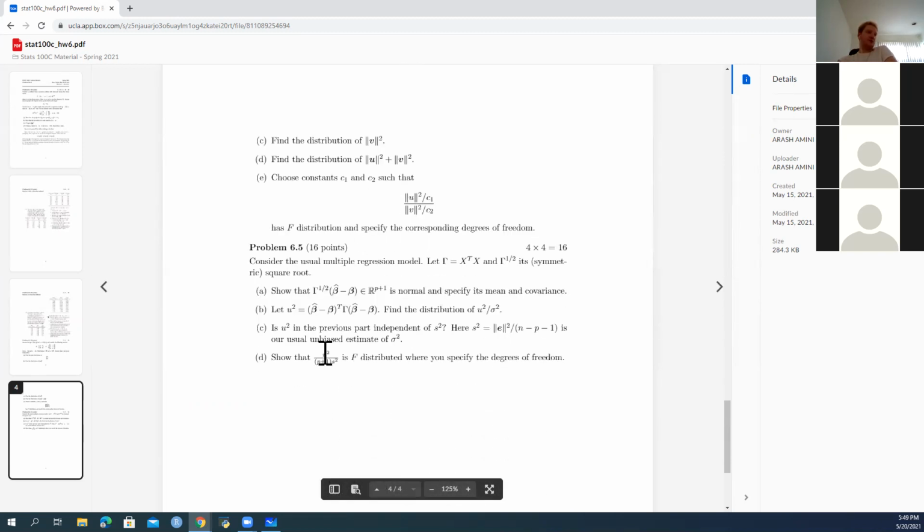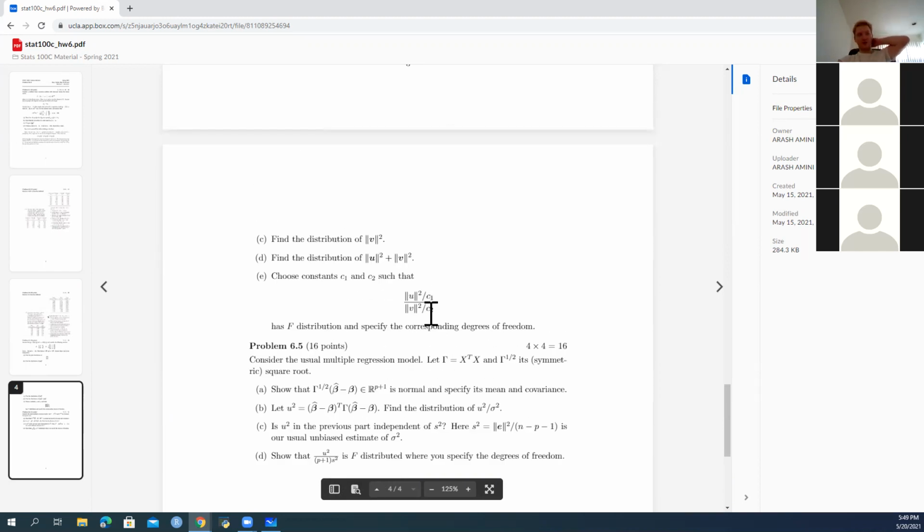And then E is really similar to D, in that you have a chi-squared variable and a chi-squared variable, and you just need to divide by the degrees of freedom again. Whatever the degrees of freedom end up being is just what you divide by. That gives you an F distribution.